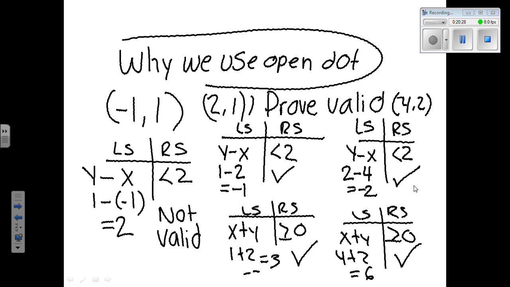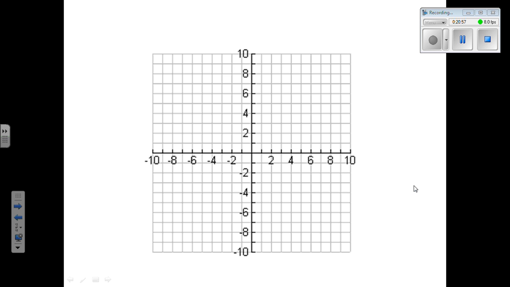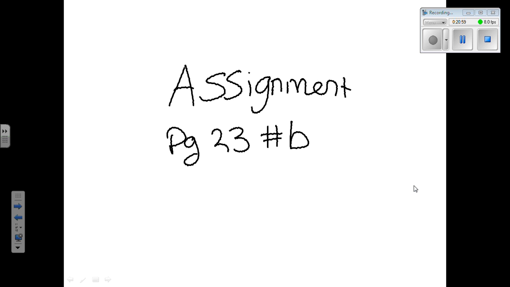So for your assignment, I want you to finish off page 23, do the second part, so do number B. And then I want you to do pages 24 to 25. And that's it.